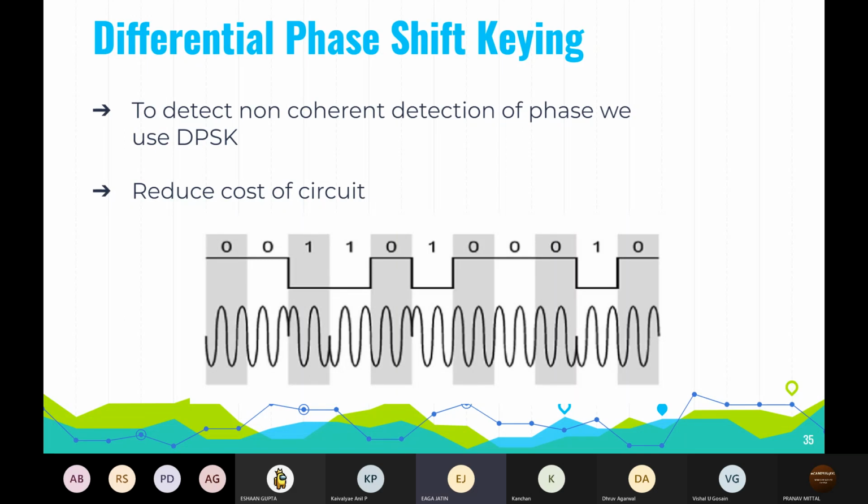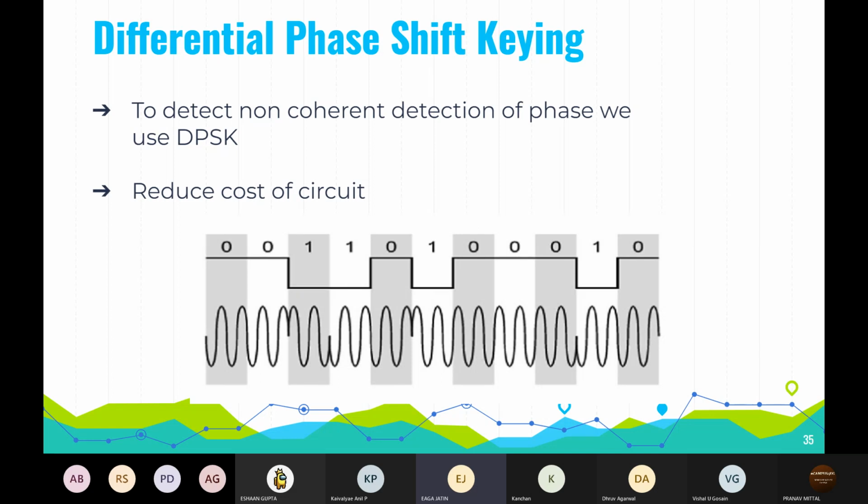Now coming to DPSK, differential phase shift keying. It is not possible to have a non-coherent detection of PSK, as you need phase information. So that is the reason we use DPSK for non-coherent detection. We have already discussed what non-coherent systems are. This DPSK also helps us in reducing the cost of circuits.